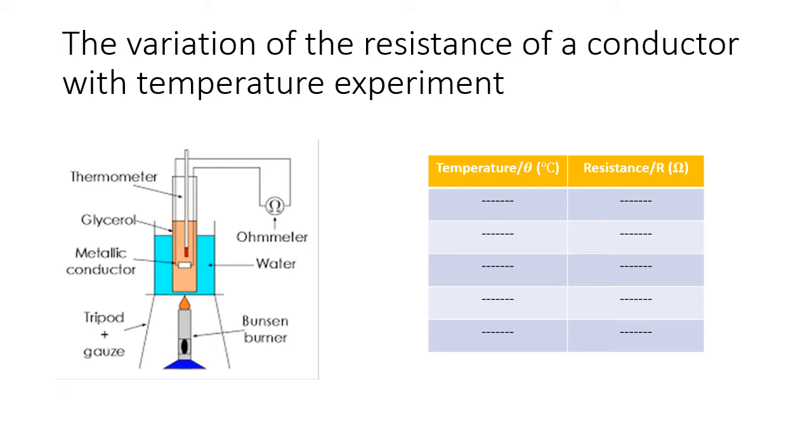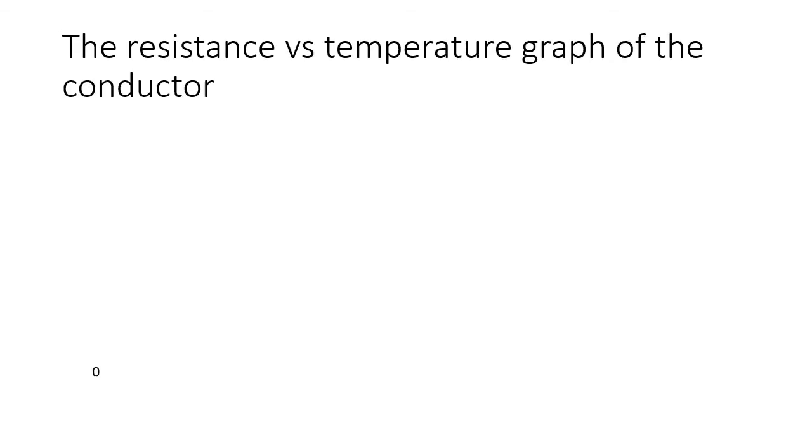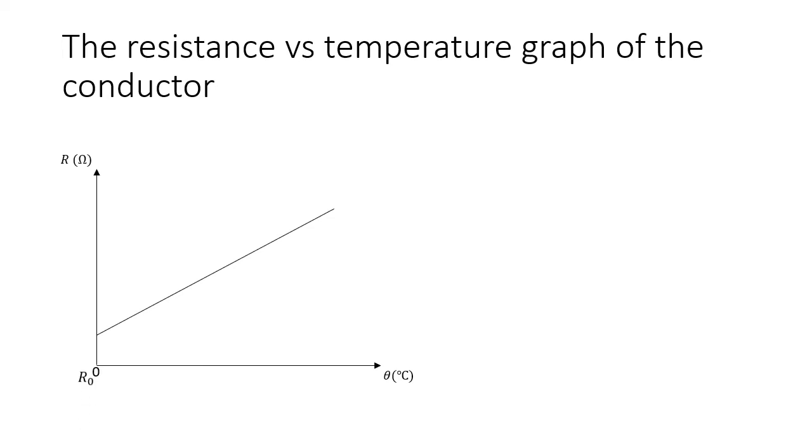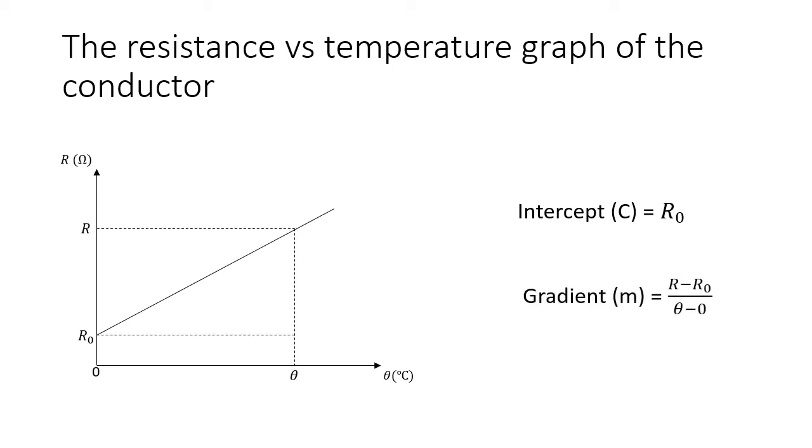Now, from these experimental data points, we can plot a graph of R versus theta. Then we will obtain a straight line of positive gradient and positive intercept. The intercept is equal to R0, which is the resistance of the conductor at 0 degrees Celsius. And the gradient is equal to (R minus R0) divided by (theta minus 0). Here, R is the resistance of the conductor at theta degrees Celsius.